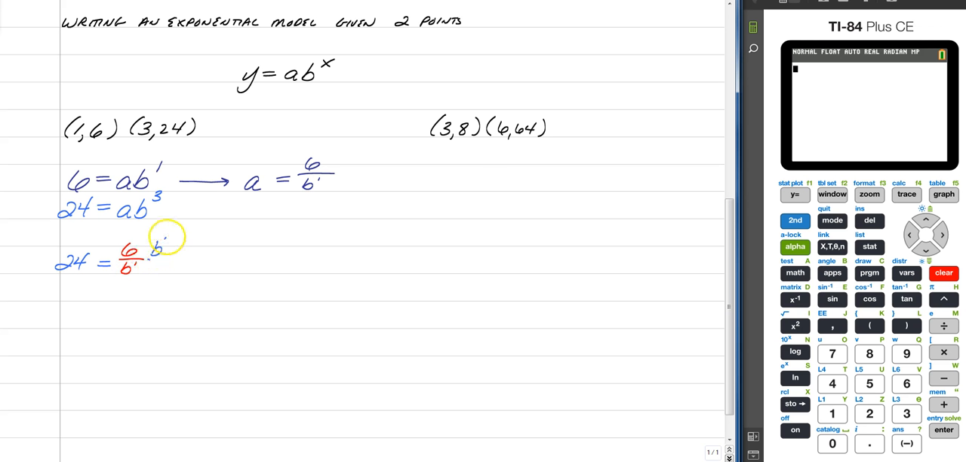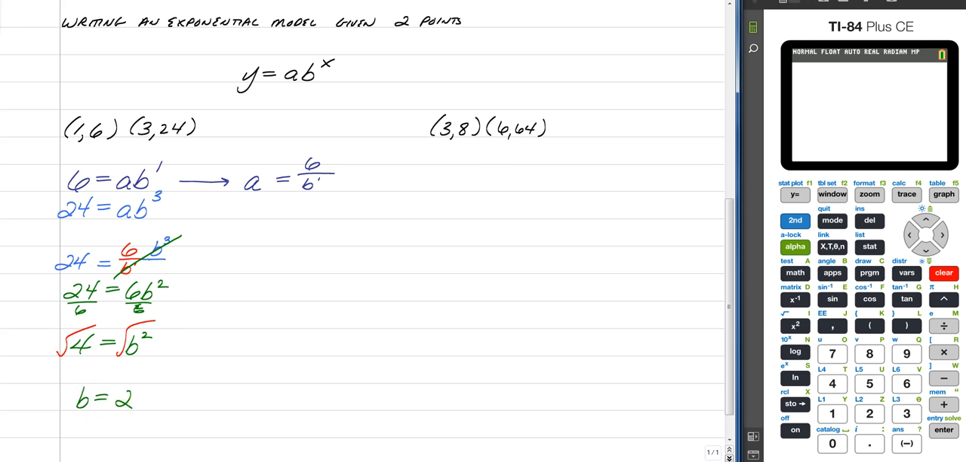Now, since we have a fraction, you could just write it on the top because b cubed is the same as b cubed over 1. And now you just have to use a little bit of simplifying and solving, and you're done. So we have b cubed on top, b to the first on the bottom. That's going to simplify to just b squared. So we have 24 is equal to 6b squared. Divide both sides by 6. And we have 4 is equal to b squared. Square root both sides. And we end up with b is equal to 2.